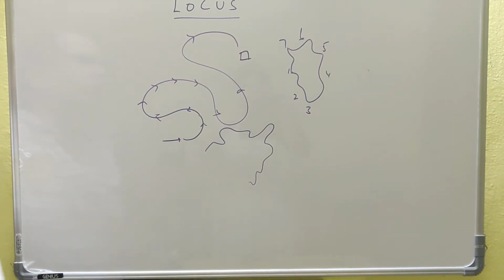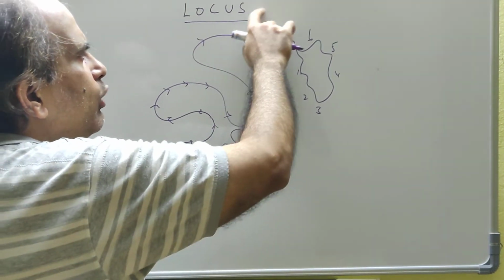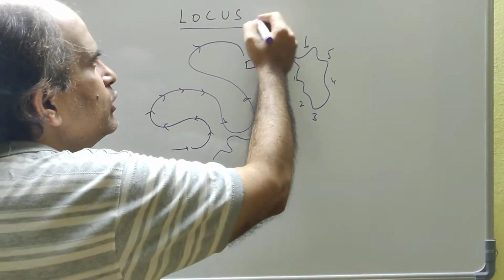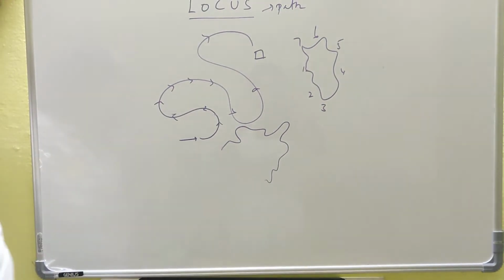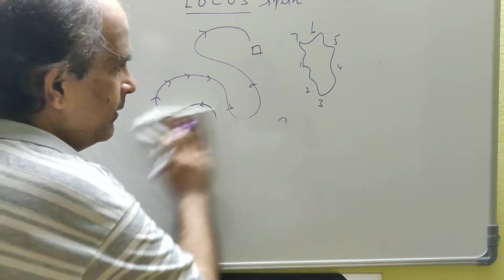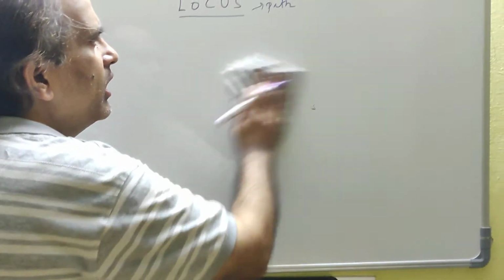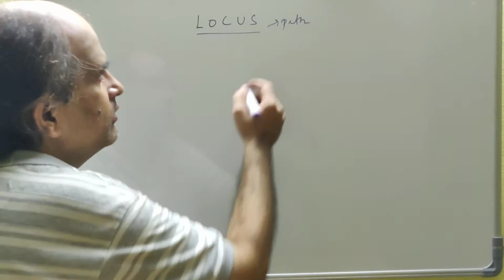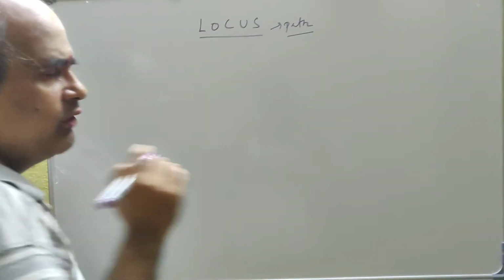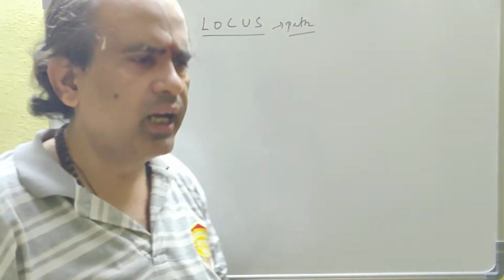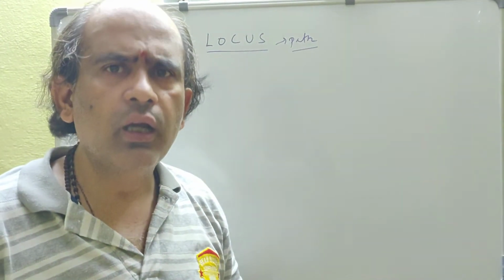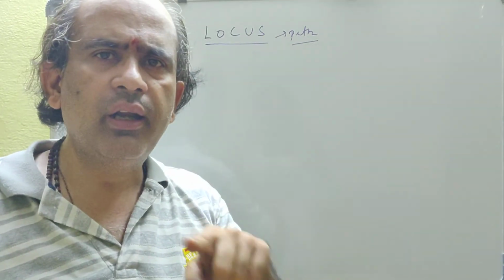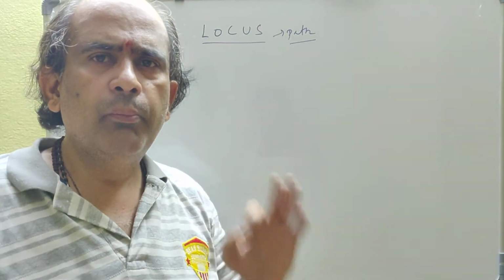Now, when I say that locus is also a path, but it follows a particular condition. So if I have to define locus, you can just say that it is the path traced by a point following a particular geometrical condition. So you can pause it and then write the definition.